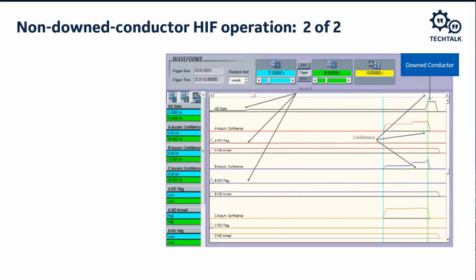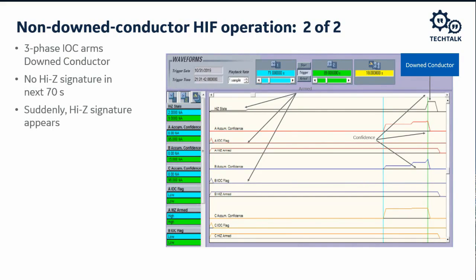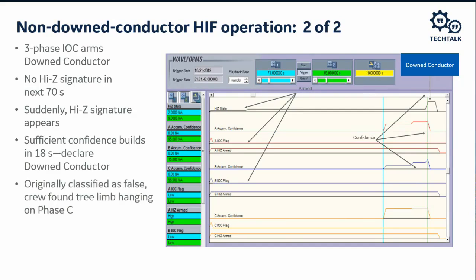Here we see the associated high Z oscillography. In this operation, the 3-phase IOC arms down conductor. Then, when there is no high Z signature in the next 70 seconds, suddenly a high Z signature appears, and sufficient confidence builds in 18 seconds. So the relay then declares a down conductor.